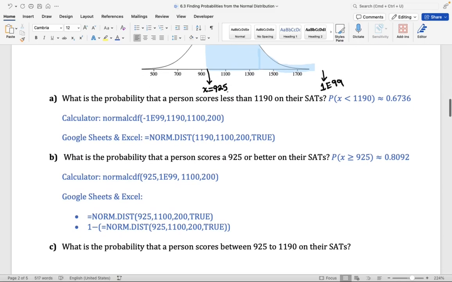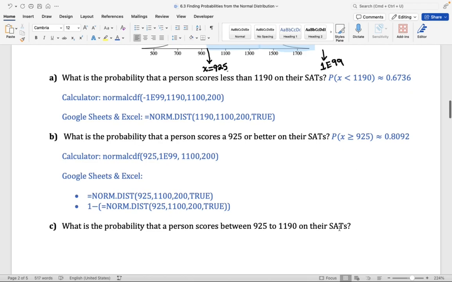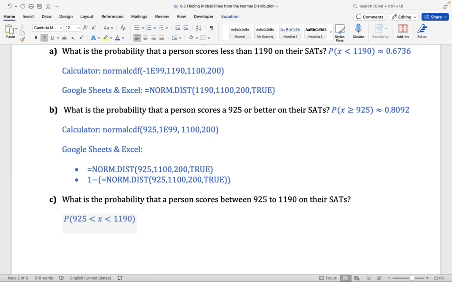Now, what about the probability that a person scores between 925 and 1,190 on their SATs? Again, let's go ahead and write this probability using probability notation. Here we're looking at the probability of X being between 925 and 1,190. We're going to first use a calculator. You can go ahead and use the curve above to visualize this area. Here we're finding the area between 925 and 1,190. I'm going to go a little bit faster here. I can visualize the area between 925 and 1,190 in my head. Again, if not, it's good to have a visual, so go ahead and draw the curve and highlight the area between these two values.